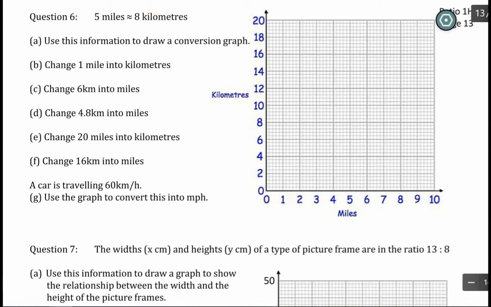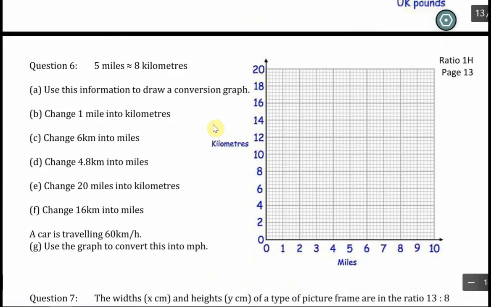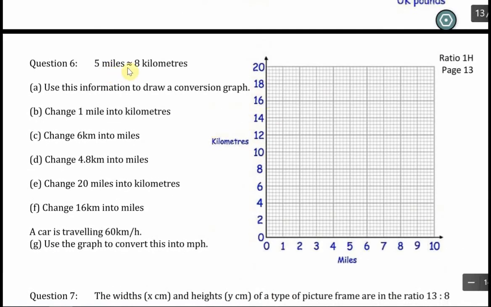Okay, so draw a conversion graph. The other one was drawn for us on the previous page. We need to draw this one. So we're going to scale up this information a little bit to help us do this, because if we just plot the first point, 5 miles, 8 kilometers, it gives us a point to go through, but we could do a few more. Certainly, I think at least double it.